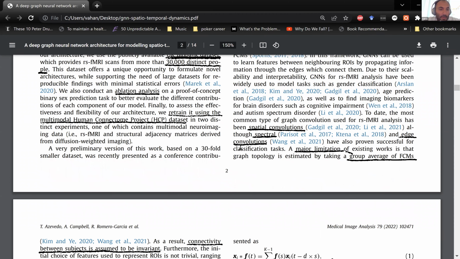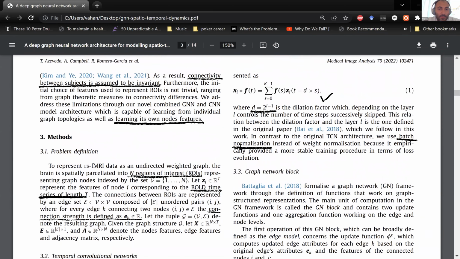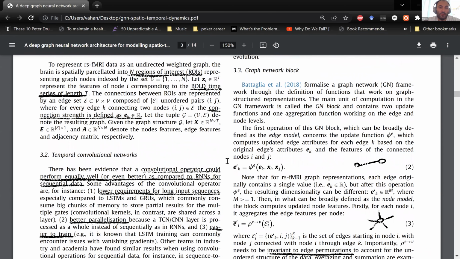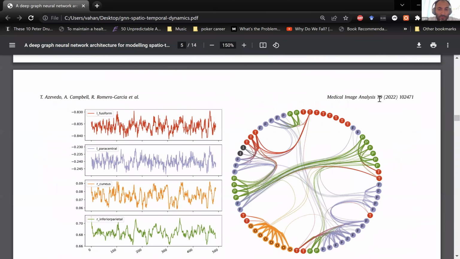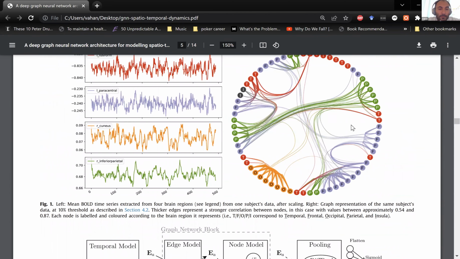Okay, let's look at the method. So we have really three parts in our model. Maybe I should just scroll down here. There are lots of nice plots. I'll explain those, but let's look at the architecture first. It's figure two here.